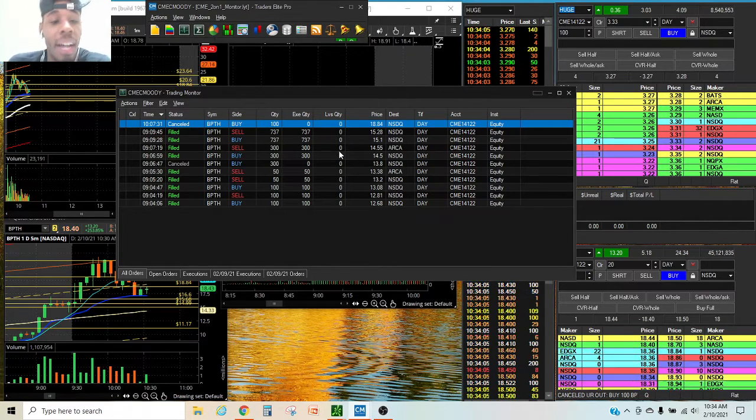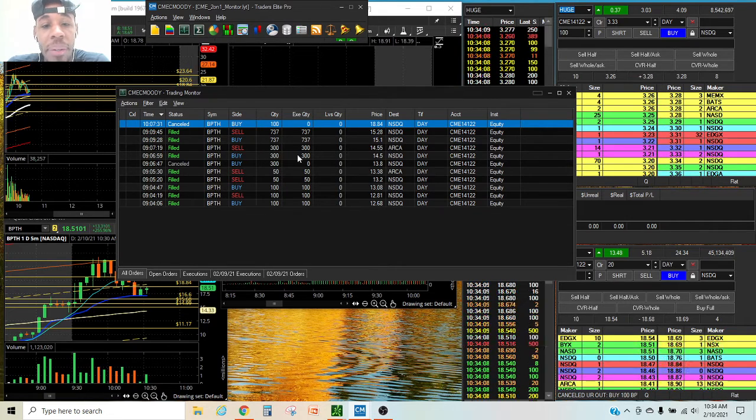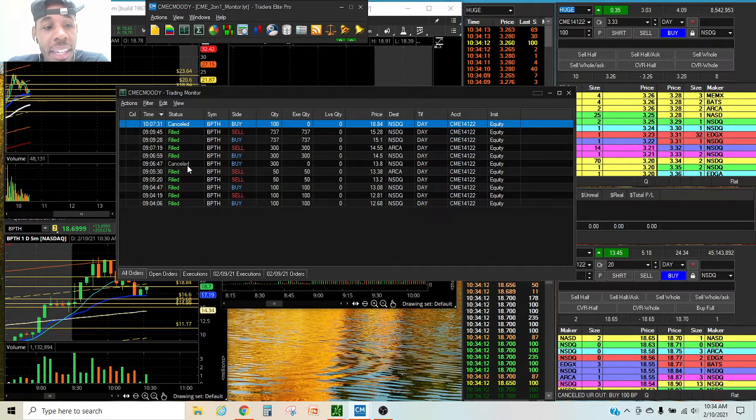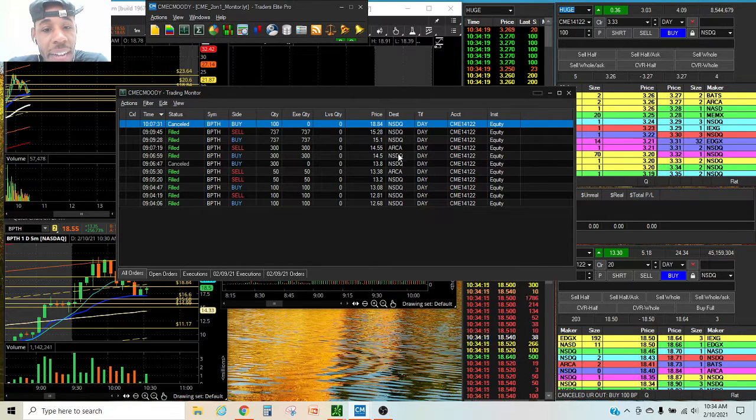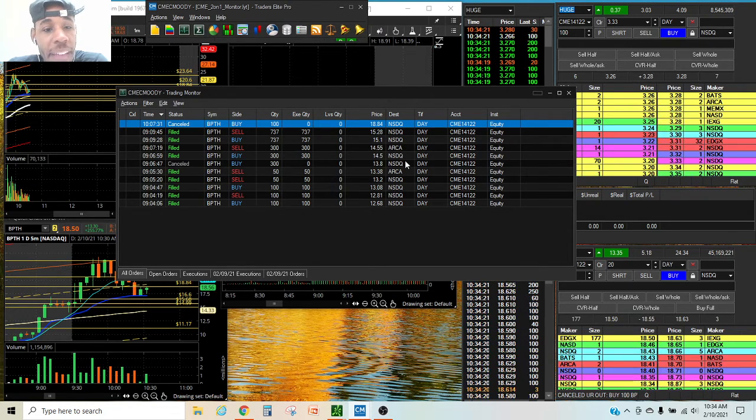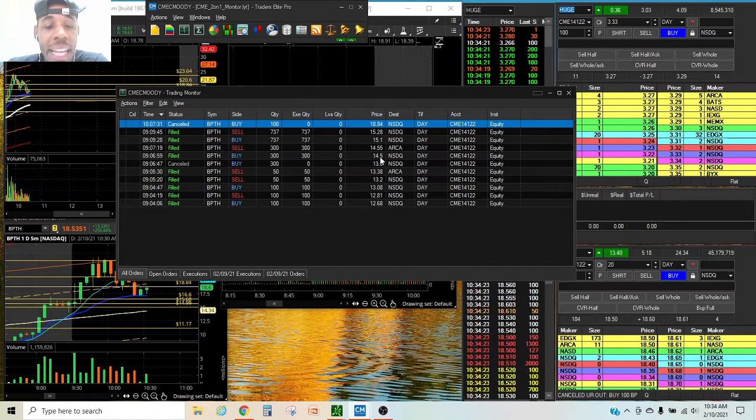So I put 300, right? I bought at 14.50. And then I think what happened here is I got a bad fill because I only got back out at 14.55, which is only a 5 cent. It's a really bad fill on that. And I think it may have dipped right there, and then I got back out.